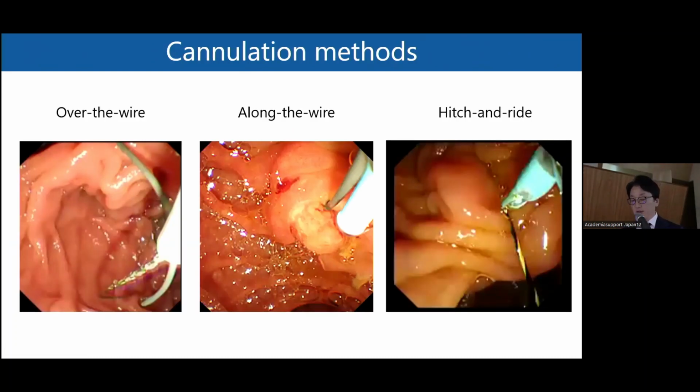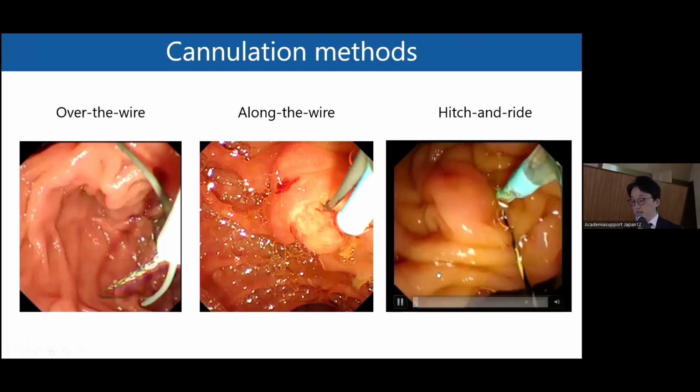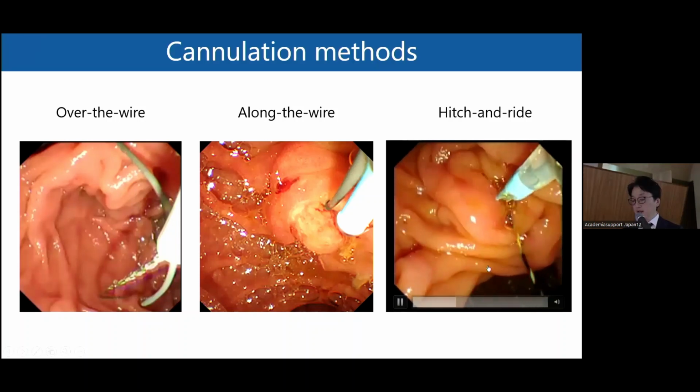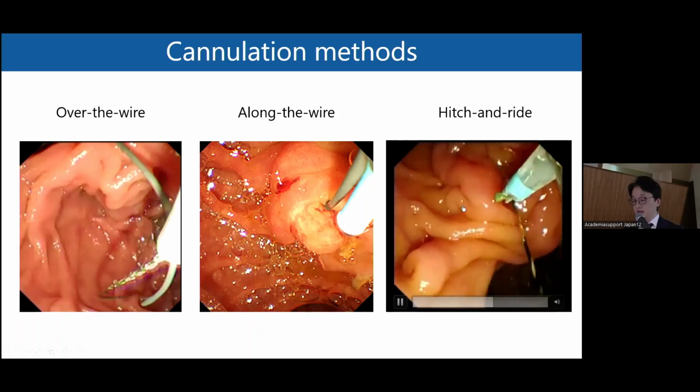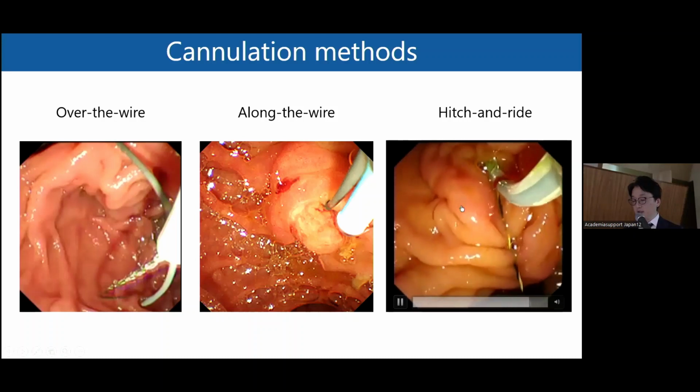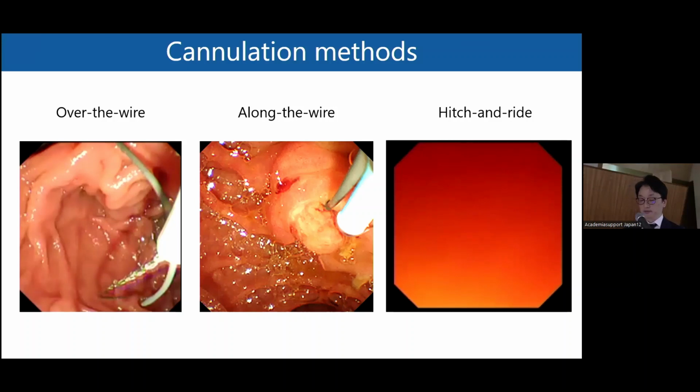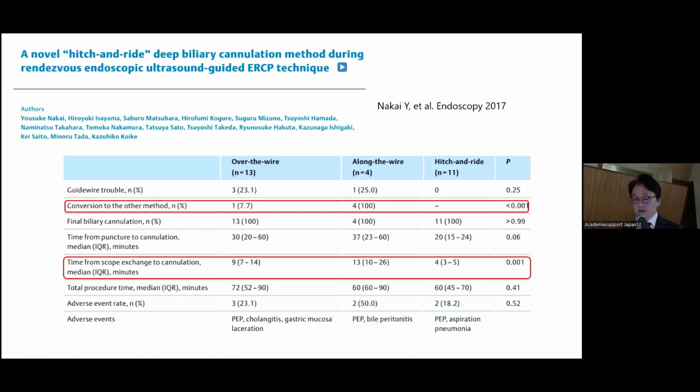And I will talk about the cannulation method. There are three methods: over the guide wire, along the guide wire, and hitch and ride. Hitch and ride is where the slit of the catheter is adjusted to the guide wire and the catheter is simply inserted. Dr. Nakai reported this technique, comparing over the wire, along the guide wire, and hitch and ride. Conversion to another method was none in the hitch and ride, and the time needed for insertion was very short.